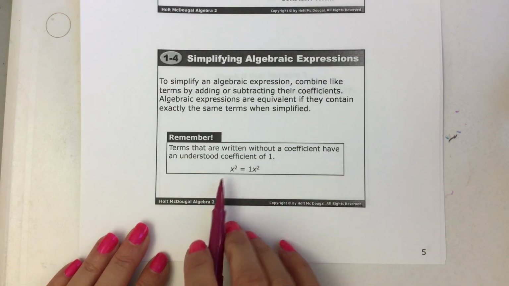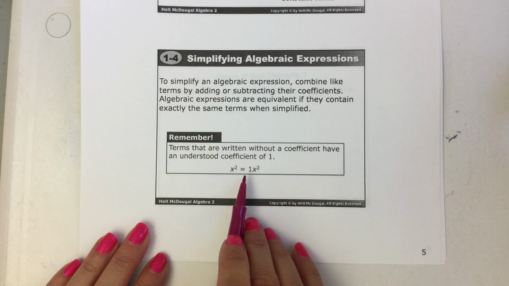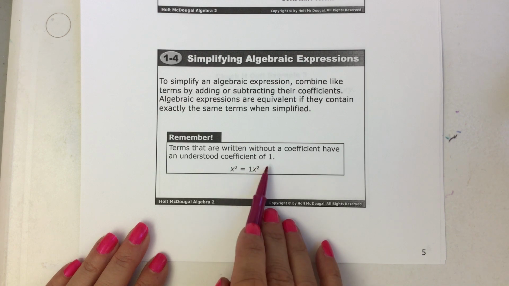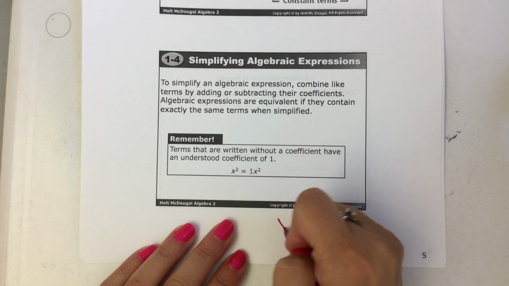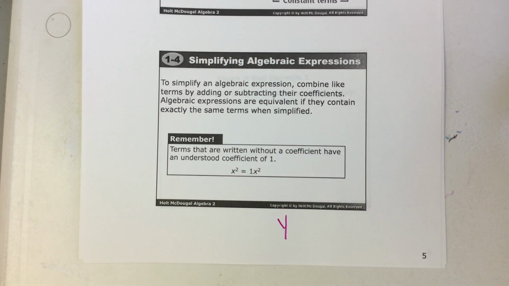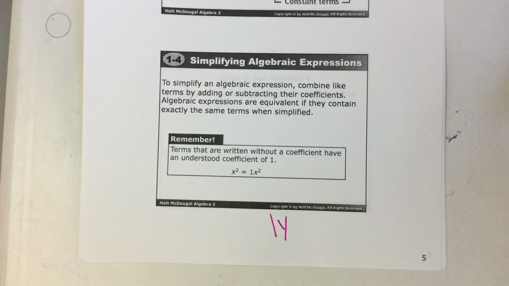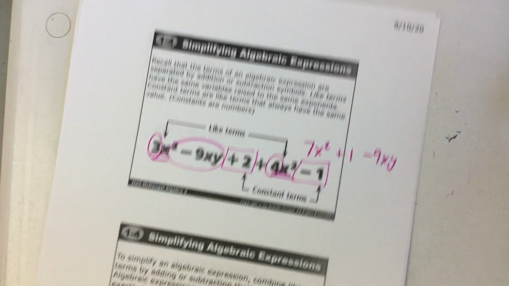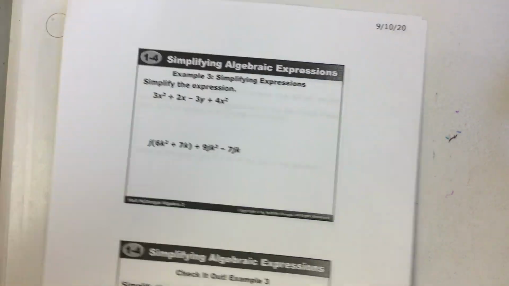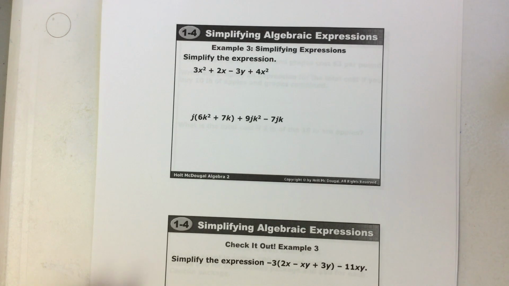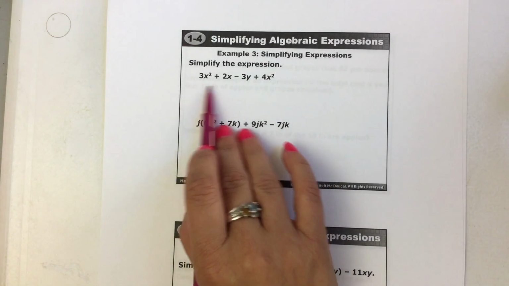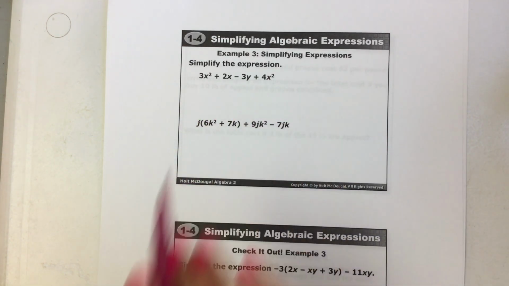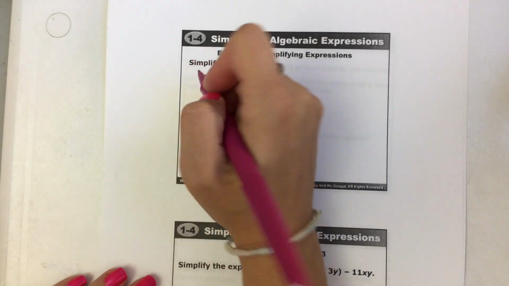One little helpful hint, if you ever have a variable without a number in front, it has an unwritten coefficient of 1. So if I have y and I'm going to combine it with another y, this is the same as 1y. Let's keep on going. If I want to simplify the expression, there are 2 steps. Step 1, no parentheses. I have no parentheses here. Step 2, combine any like terms.